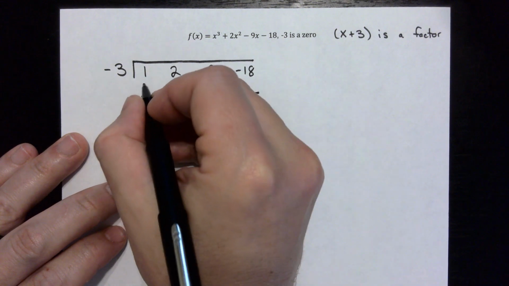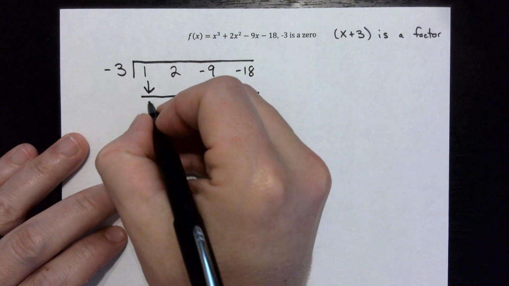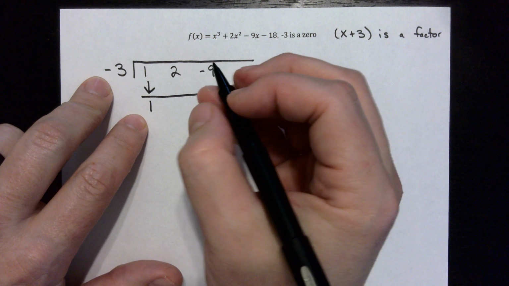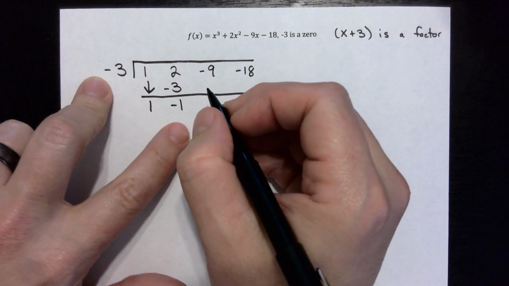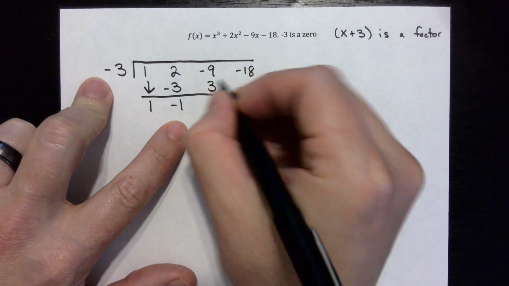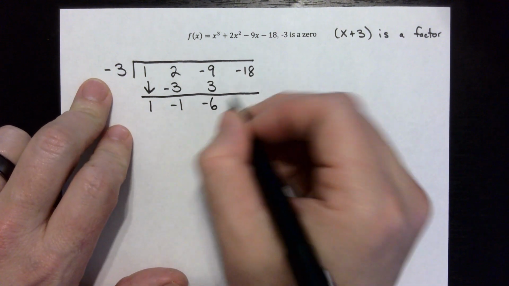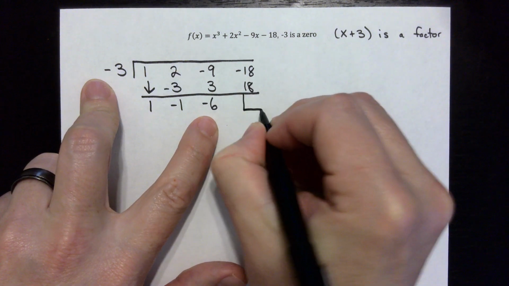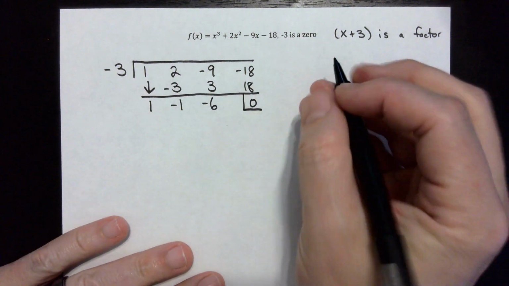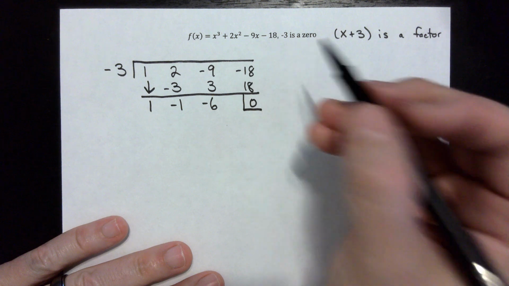Okay, so I am going to start by dropping down this 1 and then multiply, get negative 3. Add, you get negative 1. Multiply, you get 3. Add, you get negative 6. Multiply, you get 18. Add, you get 0, which needs to happen since it said it is a zero.